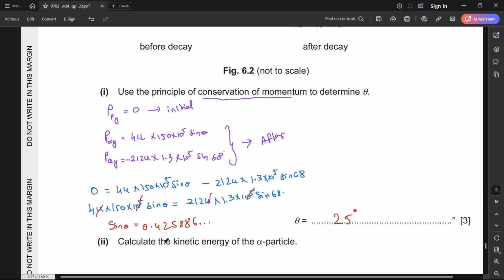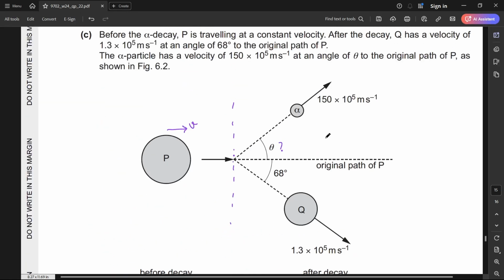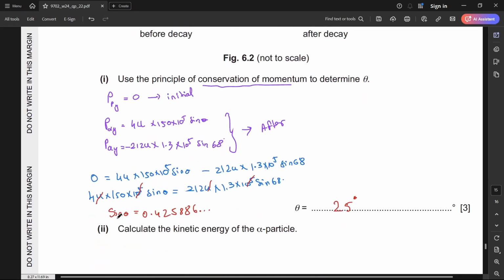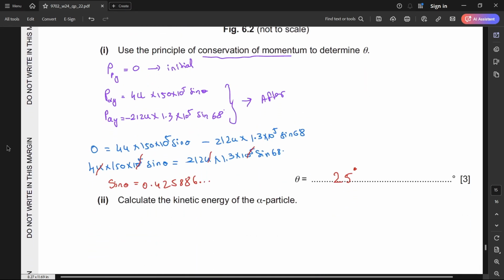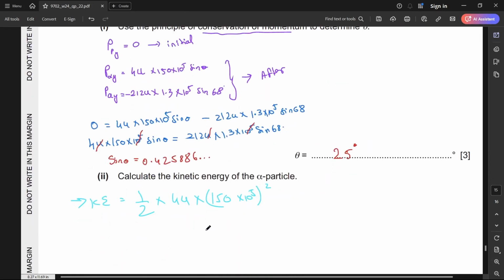Now, after this, calculate the kinetic energy of the alpha particle. So alpha particle is going with this velocity. So half mv square is what I simply need to do. So I can say that my kinetic energy will be equal to half into m. For alpha it is 4u into v square, which is 150 into 10 power of 5 squared. I hope the answer is in joules. Yes, there is no need to convert anything.